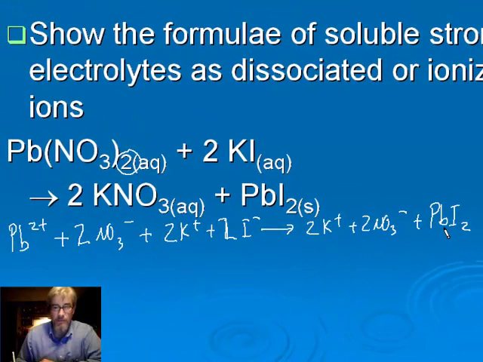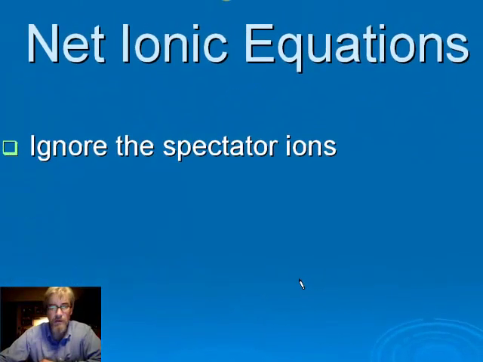Now, if you look at this equation, one thing you'll notice is there are some things that really aren't undergoing any change at all. Well, we have an equation that kind of gets rid of those and gives us a shorthand version of what's really going on. And those are called net ionic equations. Net ionic equations show only the ions that actually undergo chemical change, and they ignore what we call spectator ions.